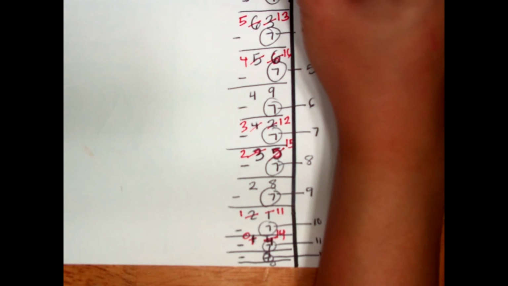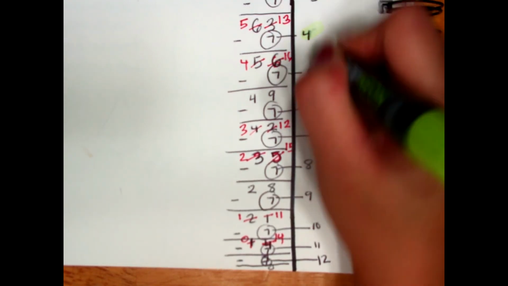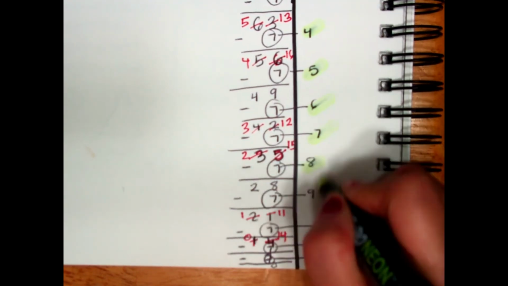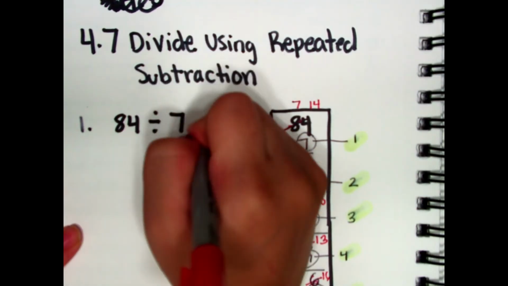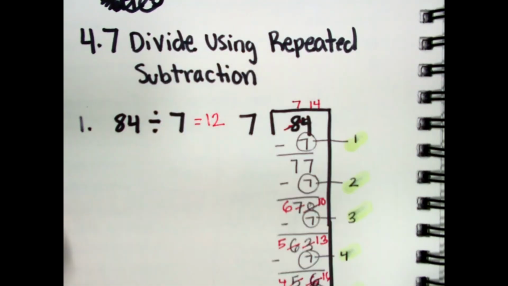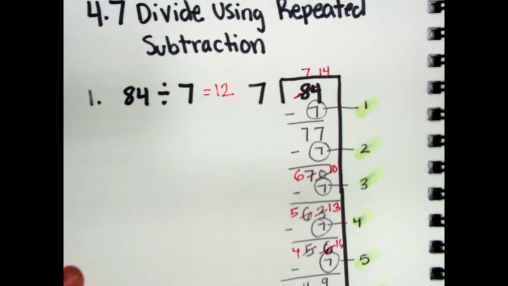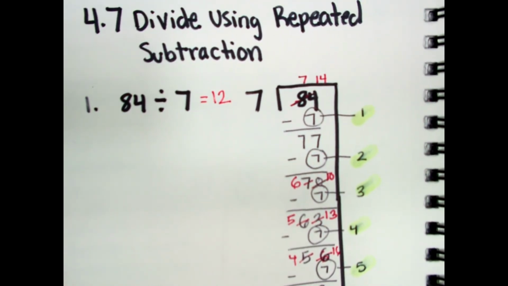So I'm going to go ahead and highlight all the times that we were able to subtract 7 repeatedly, and it was 12 times. So let's go ahead and write our answer right here, 12. And boys and girls, that is how you're going to be using repeated subtraction.